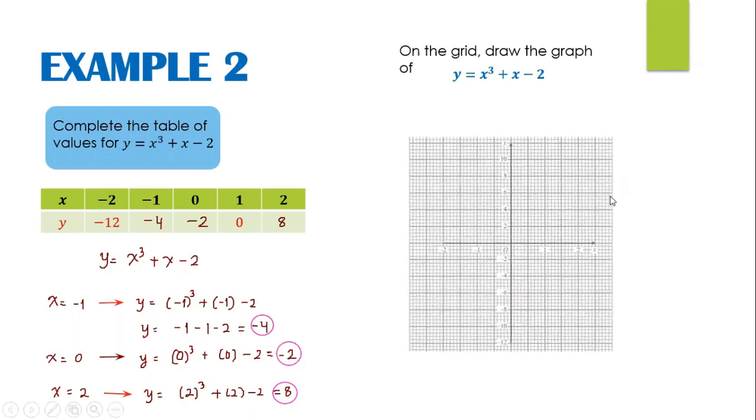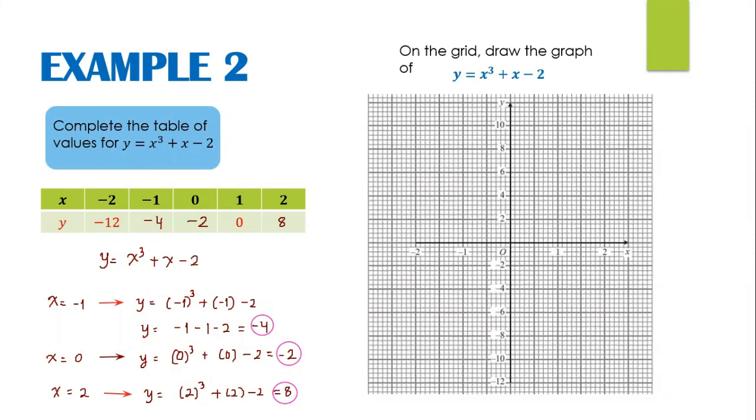Okay, here the graph is 1, right? That's very easy. Now going to start plotting the coordinates. -2, -12 is 1, right? -1, -4 is 1. 0, -2 is 1, right? And the last is 2, 8. This one. Very easy, right? Plotting the data is already done.